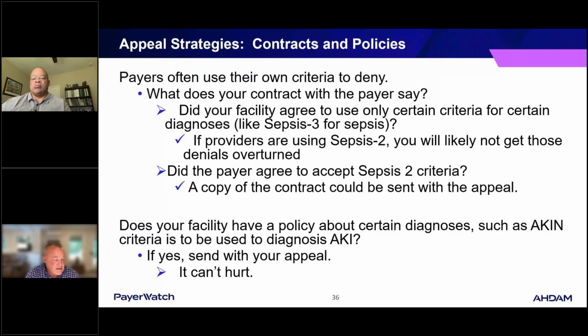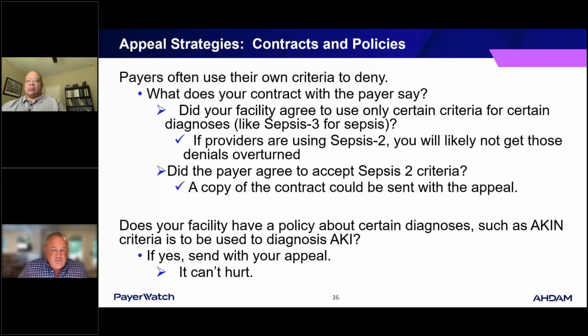If you have a policy at the hospital level over certain diagnoses, such as Aiken criteria, RIFLE criteria, different criteria to define sepsis, Sepsis-2, SOFA scores, etc., send it in with your appeal. Point to that as a policy of the institution. It's not going to hurt you. It may help if you get to external review or an arbitrator or mediator, because it's showing a consensus by the institution. Couple quick cases.